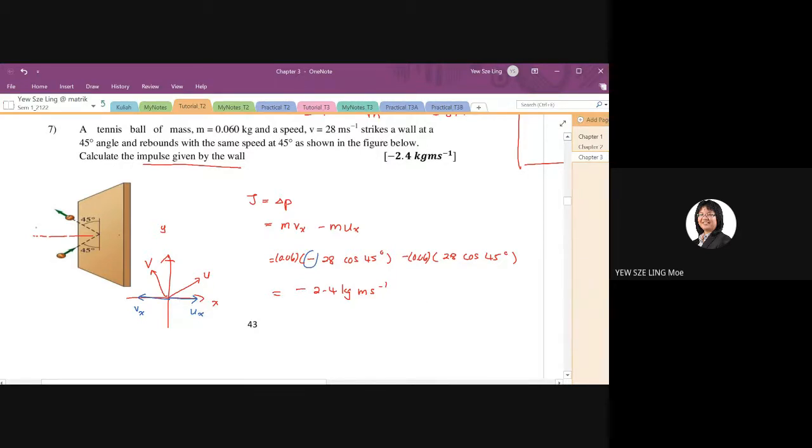All right, so we take the line that is perpendicular to the wall. So that is the impulse, the impulse given by the wall on the ball. So it's the J on ball. J on ball, according to the diagram, is going to the left. Therefore, I have a negative value here. So it makes sense. Okay, so you can write it down. I give you 2 minutes to write it down before we proceed to the next exercises.